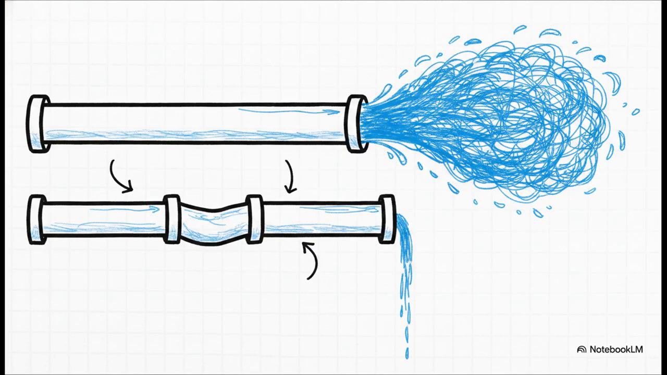Just think about using a garden hose. Changing the pressure or the pipe's size instantly changes how much water blasts out. If you have higher pressure, higher voltage, it pushes the water harder. More water flowing out every second means a higher current. But if you swap to a narrower pipe, meaning you increase the resistance, that restricts the flow, and your current drops. It's all one big balancing act.